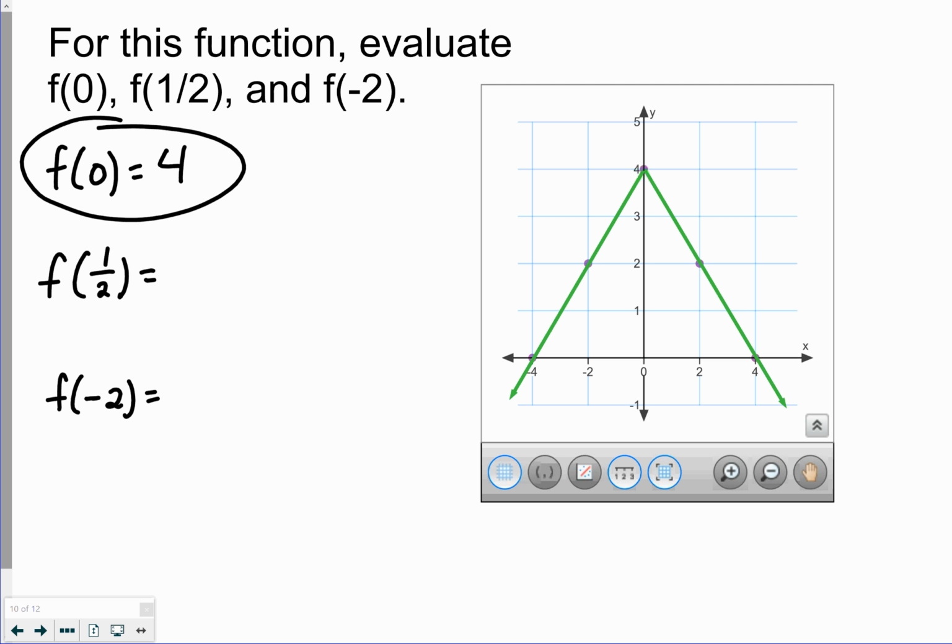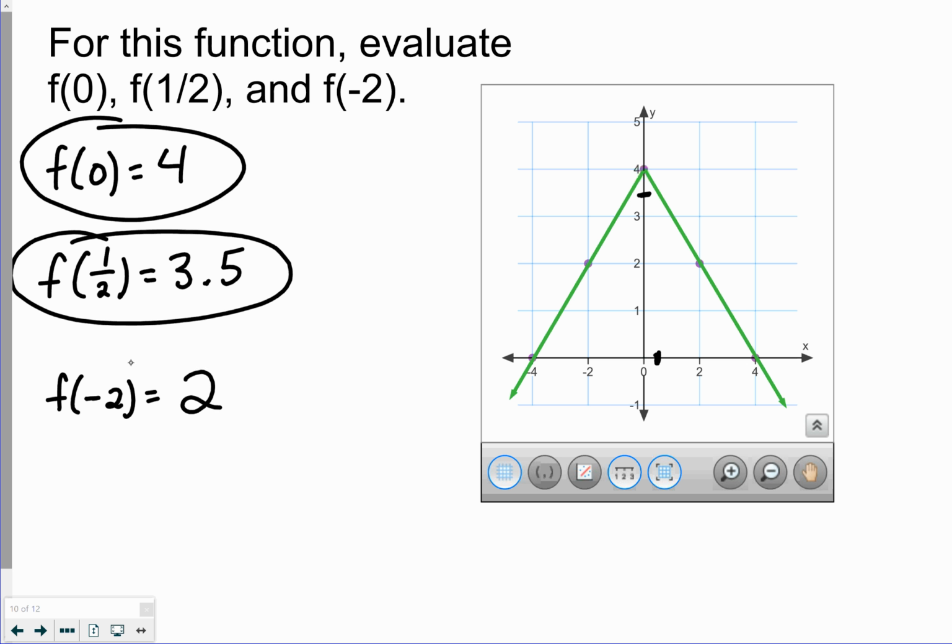The next one. Ooh, 1/2 is the x. It's a little tricky here because we have 2 and 0. So it's not right in between because that would be 1. So really 1/2 is probably around here. So where is the function when x is 1/2? I think it's at 3.5. Yeah, I think it's right there at 3.5. And finally, where is the function when x is -2? It's at +2. Now, if you haven't figured it out, I'm basically just asking for the y value. That's all we're asking for with this function notation.